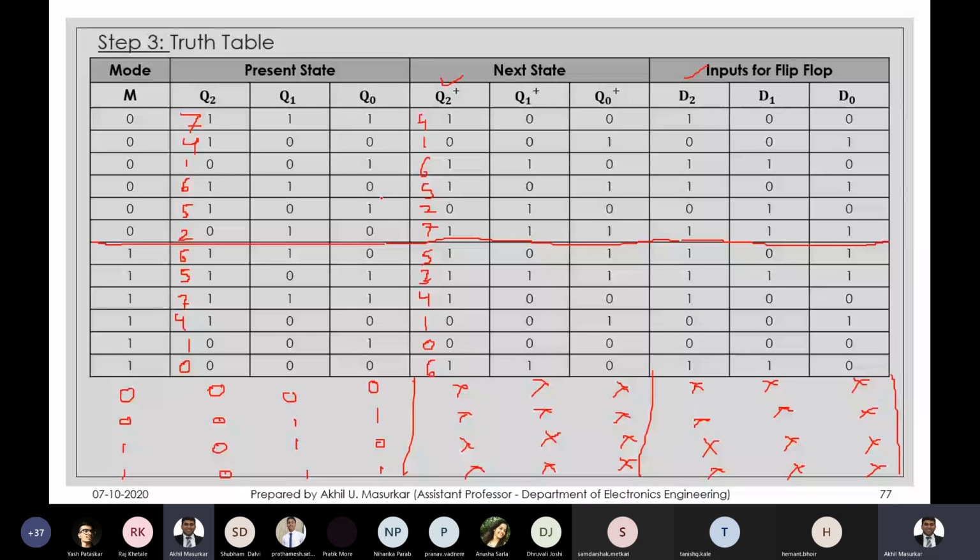Asmita, Vishwas, you can see that if there would have been only Q2, Q1, Q0, then it would have been a 3-variable K-map. But now, one of the other inputs that you are giving is M, and that M you are giving in the present state. That is why now M is also an input. Understood, Asmita and Vishwas? Yes, sir. So it will be a 4-variable K-map.